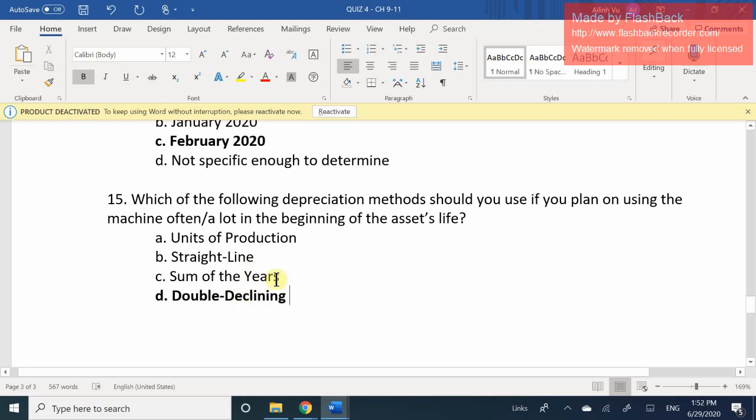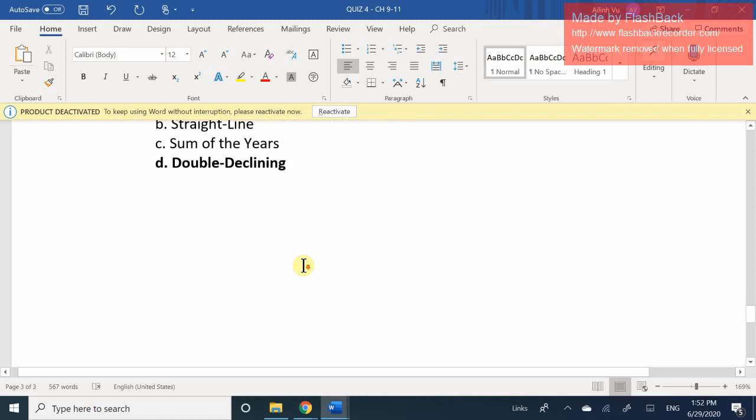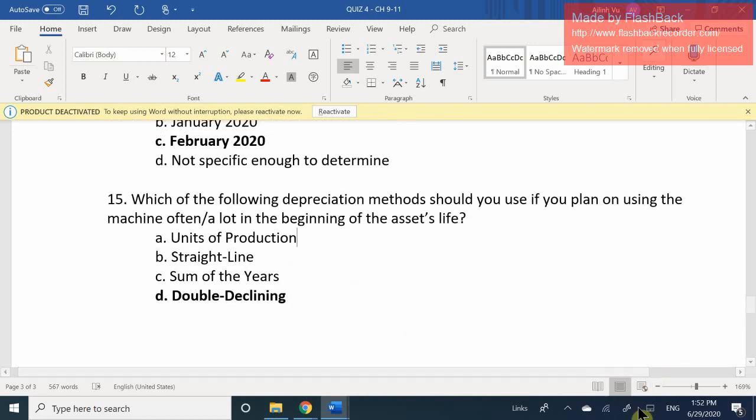Sum of the years' digits is a form of depreciation, but we haven't learned that one yet. Straight line is spreading the cost evenly across the years. You just spread it across evenly. Units of production is based on the capacity that it can produce, so there's no time sensitivity to units of production. Okay, good job, everybody.